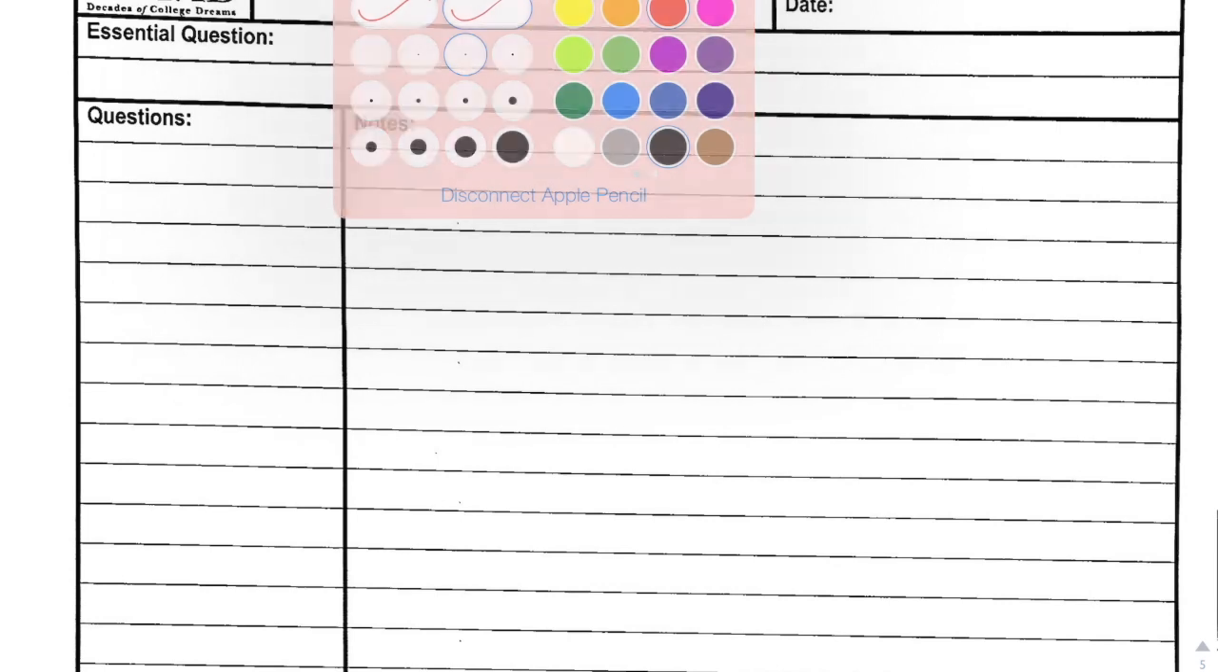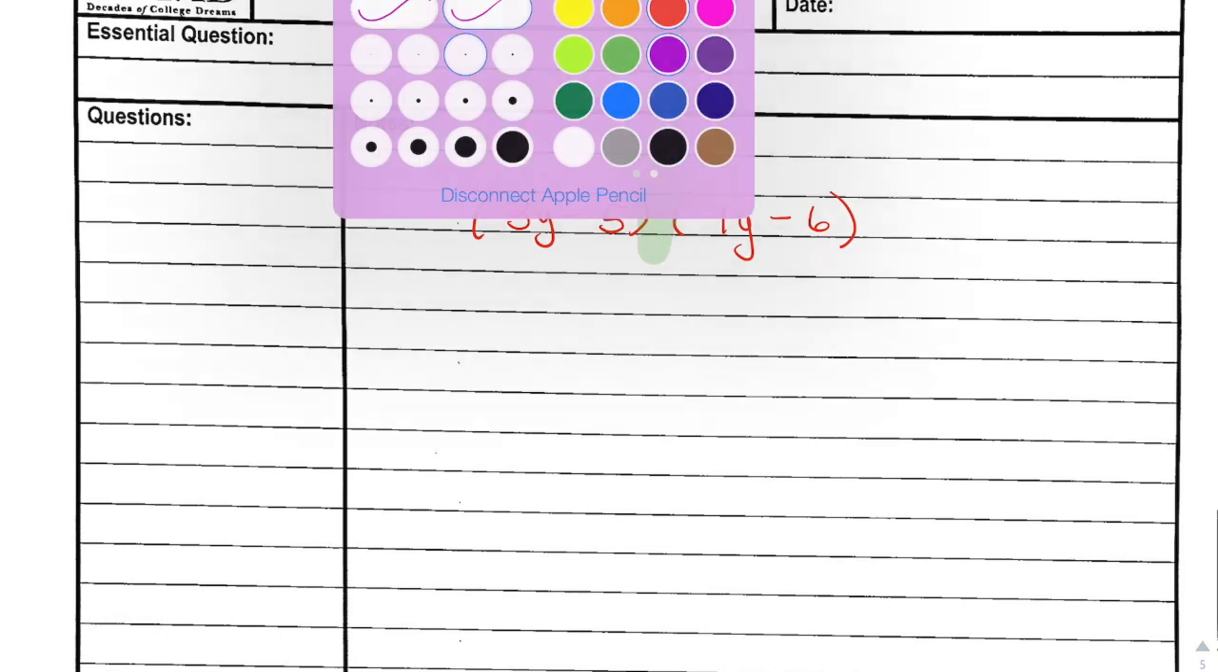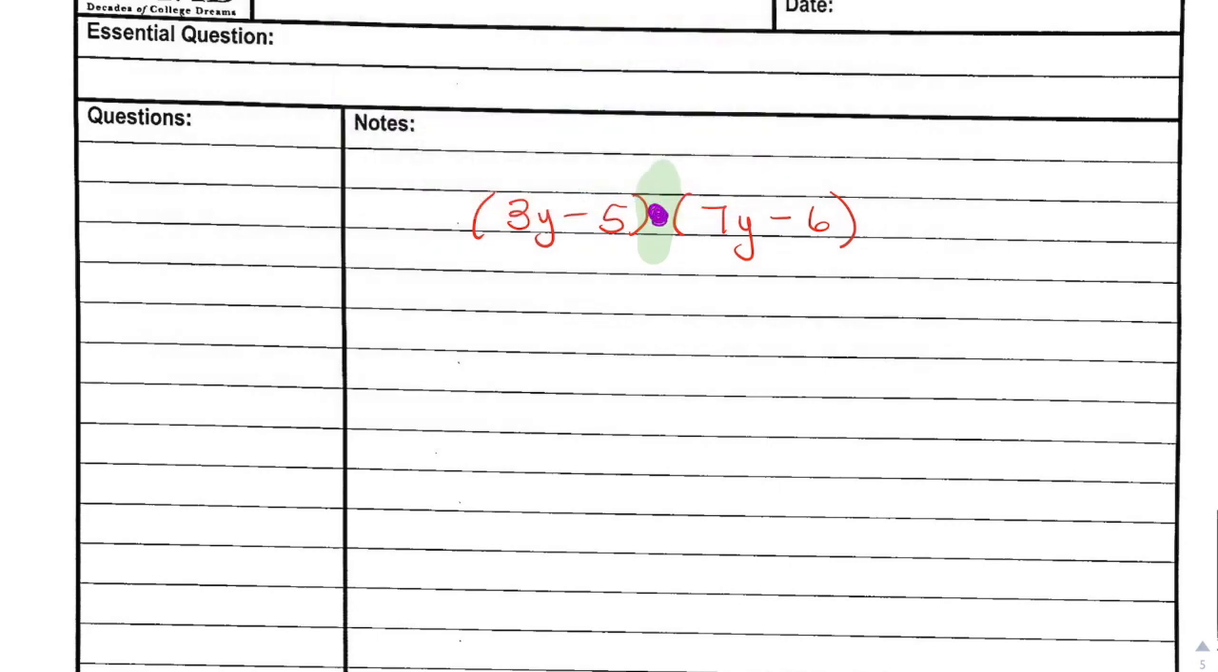So if we have, I guess let's go bigger. Let's do a binomial and a trinomial. I'll help you set that up. So if we have 3y minus 5, and I guess we'll just do binomials, and then 7y minus 6. So there's nothing in between here. There's no operation that we can see, so we know that it must be multiply, because two parentheses are touching. So it's multiplication.